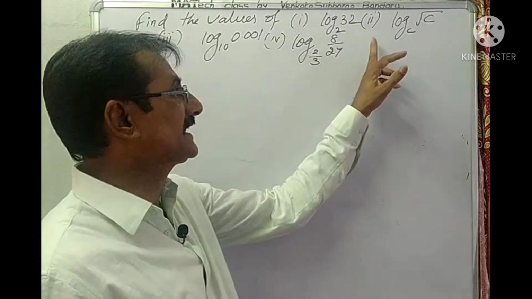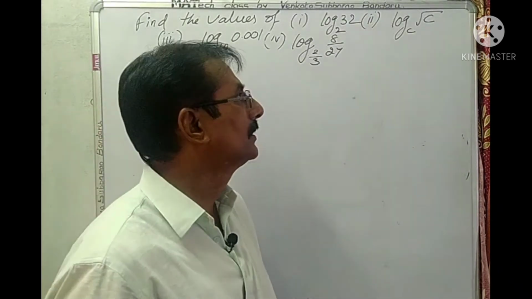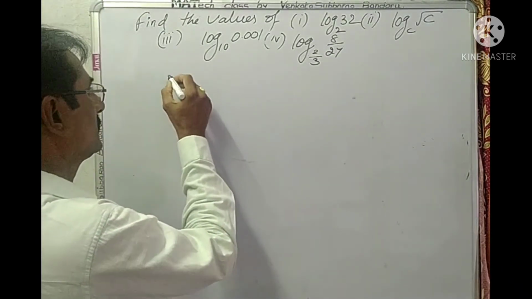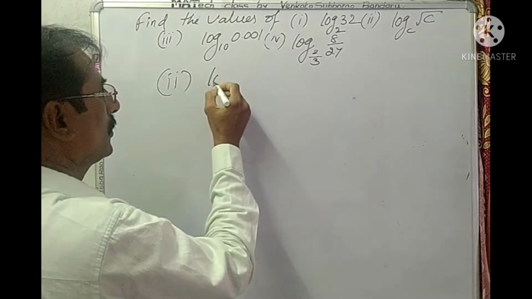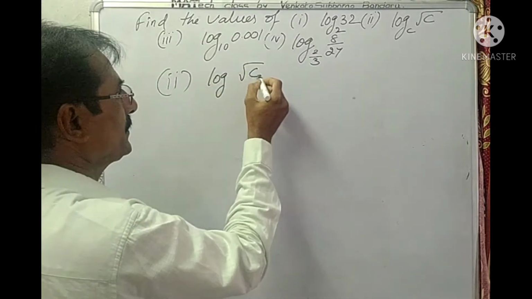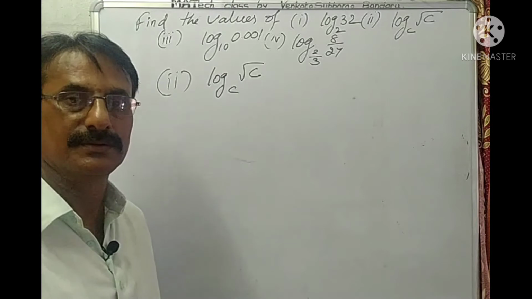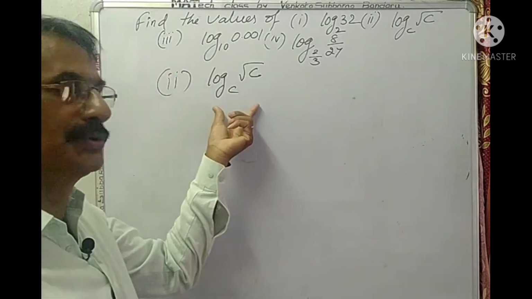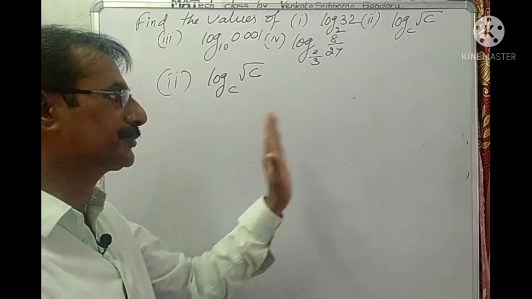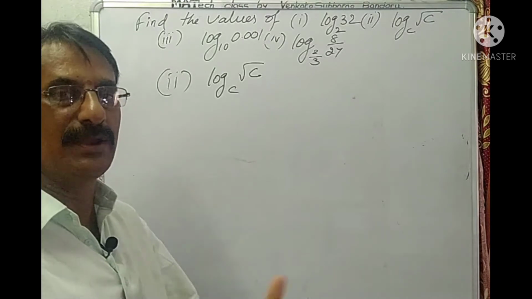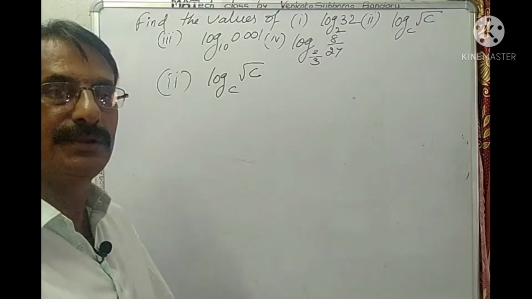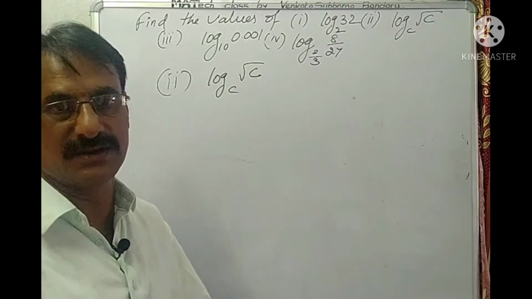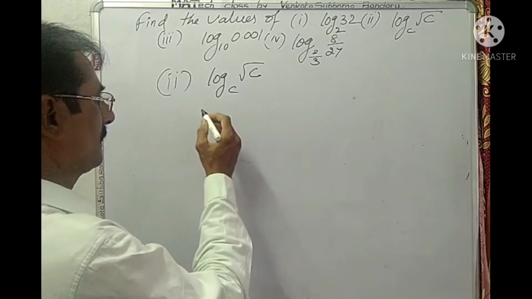Now observe the second one. What is the second? Log square root c base c. It is given. We can also do this one in both 2 methods. Now I am going to explain only one method. You can do the second method yourself also.